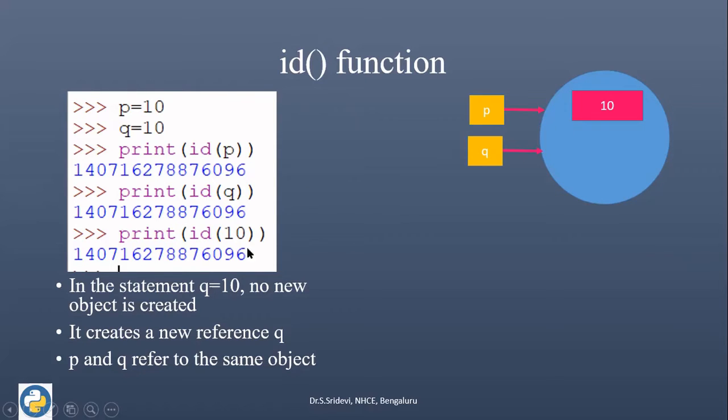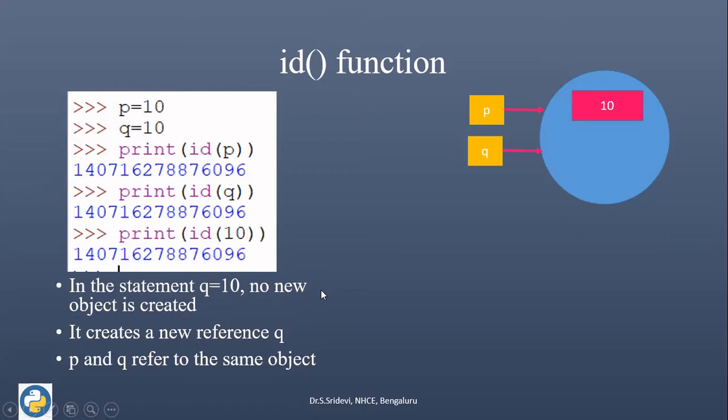And also we can print like this, print id of 10. When we print the ID of 10, again we will get the same answer. So what is new in this one is, when we write the statement q is equal to 10, no new object is created. It only creates a new reference q. And p and q refer to the same object.